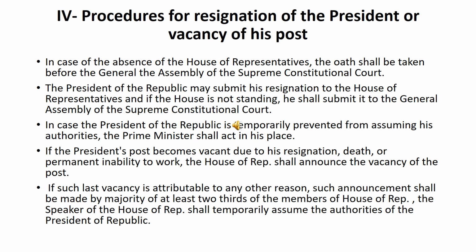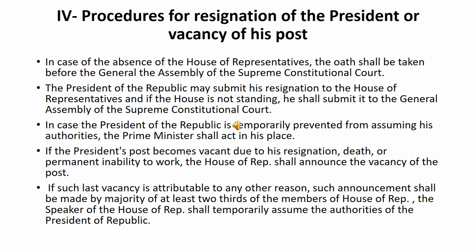What are the procedures required if the President wants to resign or there is a vacancy of his post? In case of the absence of the House of Representatives, the oath shall be taken before the General Assembly of the Supreme Constitutional Court. So if the President was elected, and he must take an oath, and for some reason the House of Representatives was dissolved at this moment, then he is going to take the oath before the Supreme Constitutional Court.